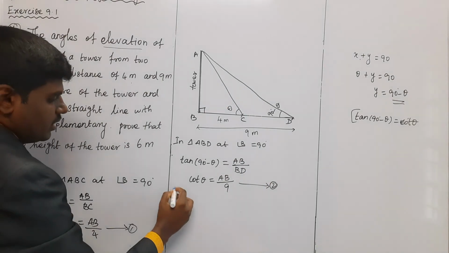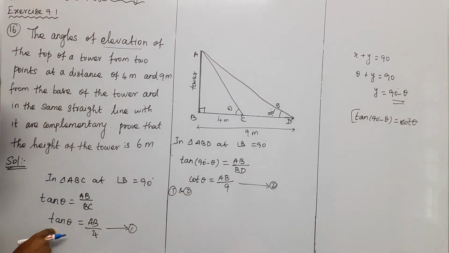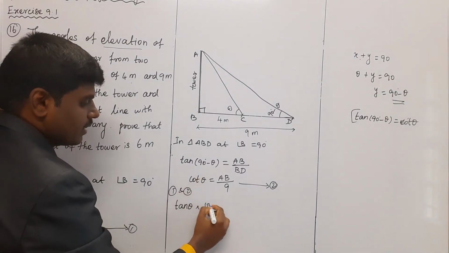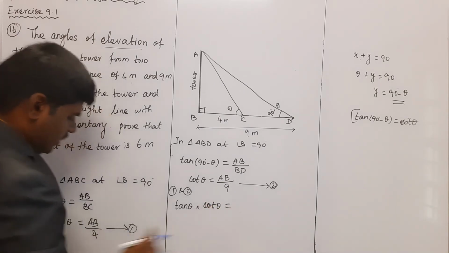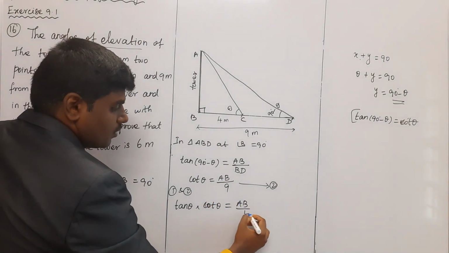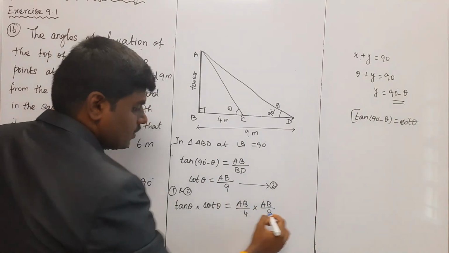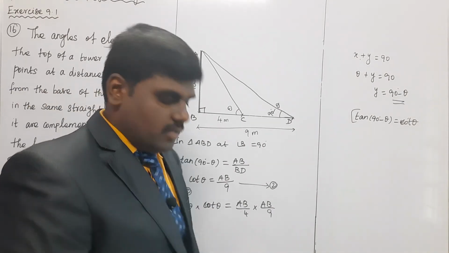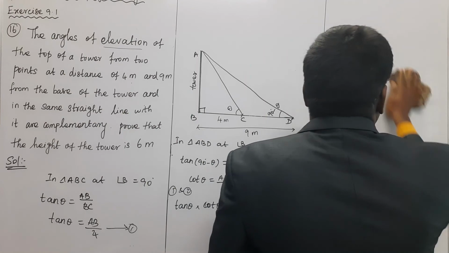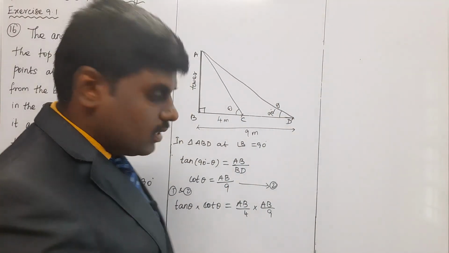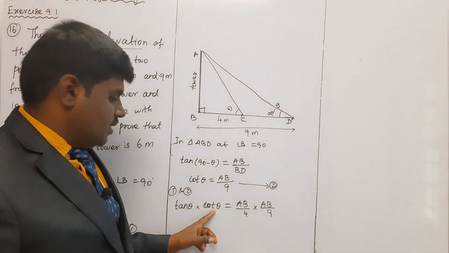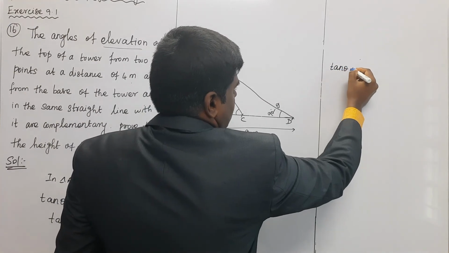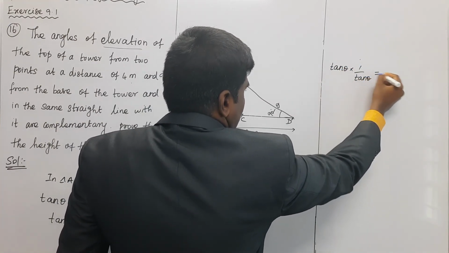Now I will multiply equation 1 and 2. On the left hand side, tan theta into cot theta is equal to, on the right hand side, AB by 4 into AB by 9. Here cot theta is a trigonometric ratio, so I will change cot theta to 1 by tan theta. So tan theta into 1 by tan theta is equal to AB squared by 36.